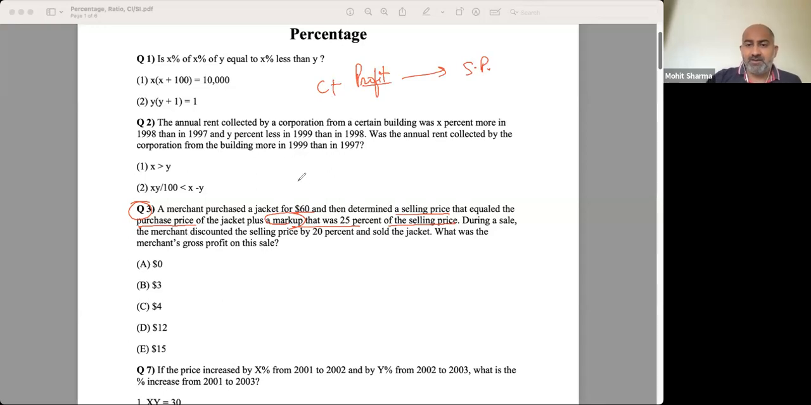Now, let's say S is the selling price. What is being told about the markup? Markup is 25% of the selling price. So this is 0.25 of the selling price. Let's say S is the selling price. That becomes your selling price finally. Isn't it? I think you made this mistake here, maybe.